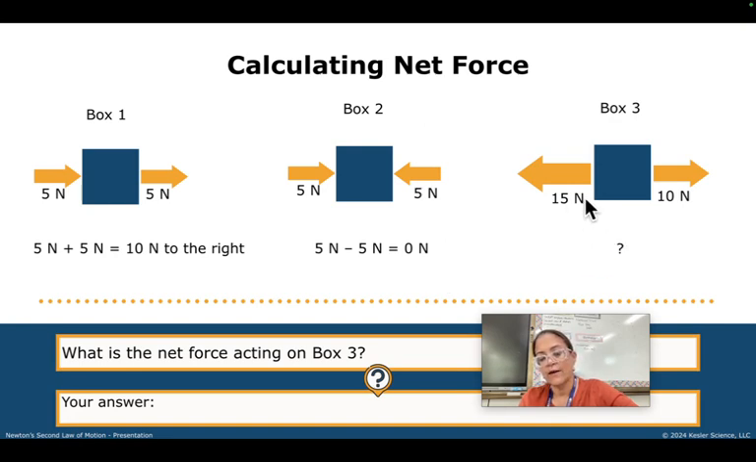And here we have 15 newtons to the left, 10 newtons to the right, and so what would we do? They are opposite directions, so we're going to subtract. 15 minus 10 is 5, so 5 newtons, and which direction are we going to go? We're going to go to the left. So this one is 5 newtons to the left.